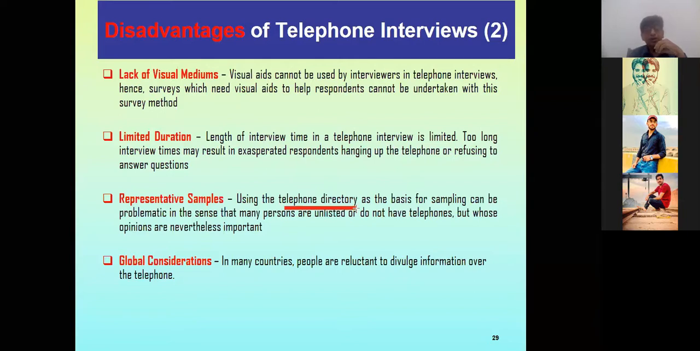That means your sample may not represent properly. So misrepresentation of the sample may occur from this type of telephonic interview, because you depend on the telephone directory, or nowadays people are using mobile phones, the numbers saved in your mobile phone. So randomly you are selecting all those ones. Some people are falling in your sample, some people are not. Global constitution: in many countries people are reluctant to provide information over the telephone.